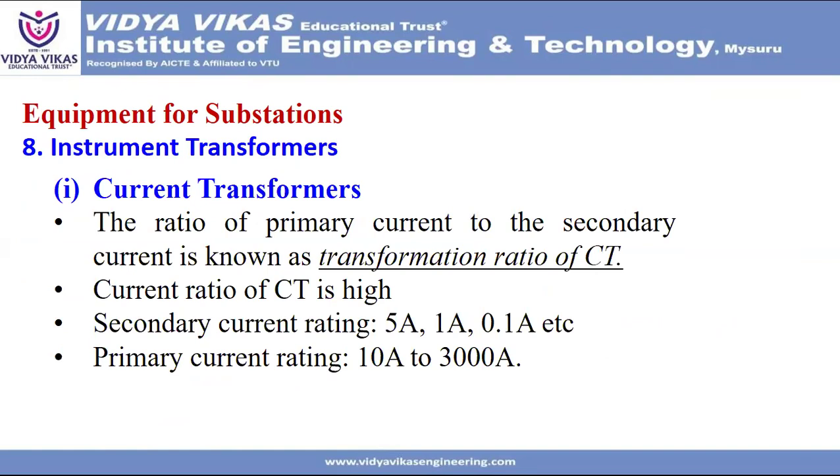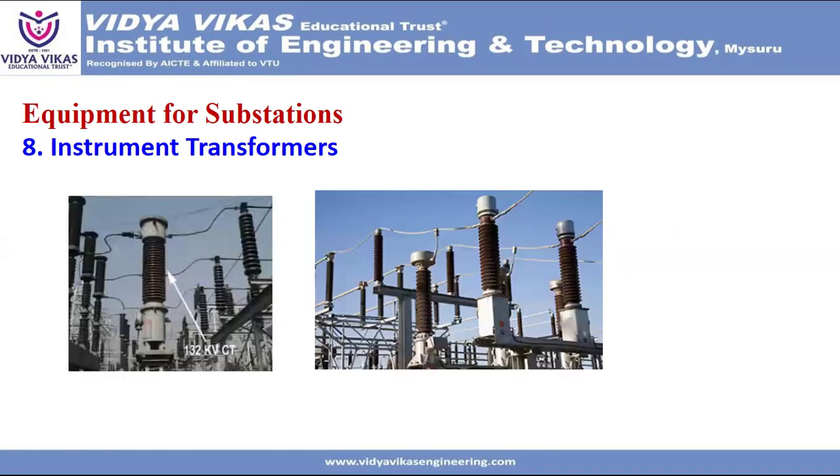Current transformer. The ratio of primary current to secondary current is known as the transformation ratio of the CT. Secondary current rating is 5 ampere, 1 ampere, 0.1 ampere, etc. Primary current rating is 10 ampere to 3000 ampere. This is nothing but a CT.